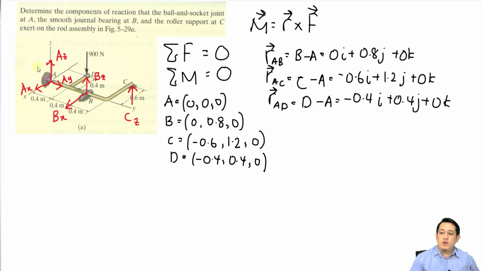Okay, so now we have all the directions, R A to B, R A to C, and also R A to D. Now we have the vector of R direction. So next we need to have the forces in vector form. Let's change the forces at points B, C, and D into vectors.